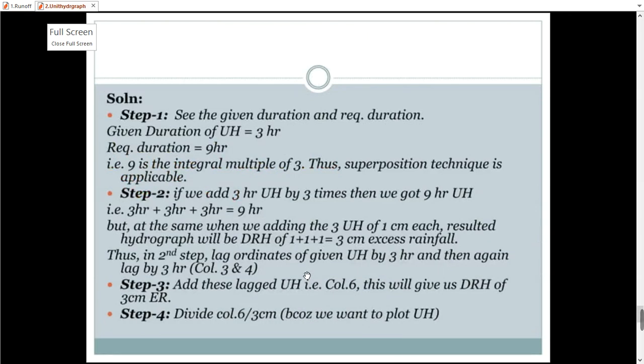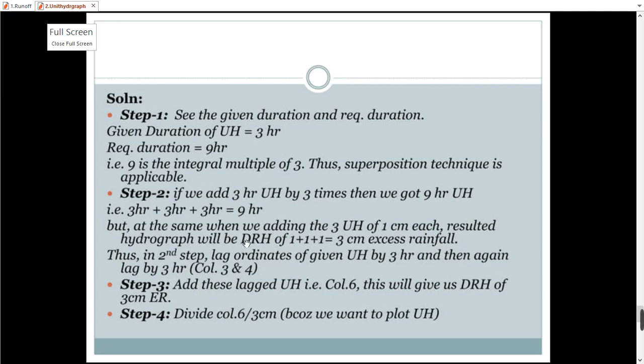So step 1, what they are telling. See the given duration and required duration. Given duration UH is equal to 3 hour. Required duration 9 hour. So 9 is an integral multiple of 3. The superposition technique is applicable. Step 2. If we add the 3-hour UH 3 times, then we get the 9-hour. So this is a very important thing. You see, if we add our unit hydrograph 3 times, then we get 9 hour. So 3 hour plus 3 hour plus 3 hour, right?